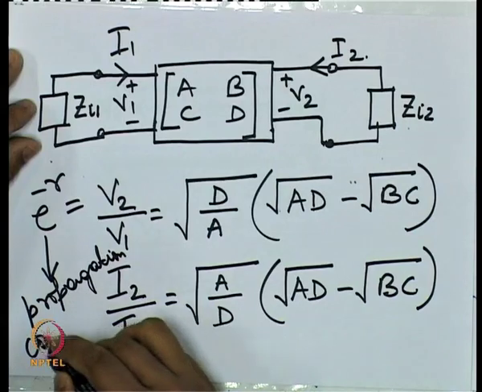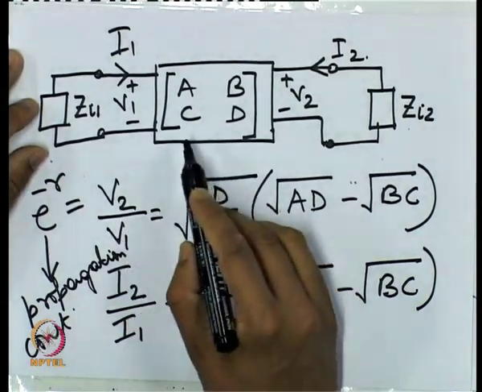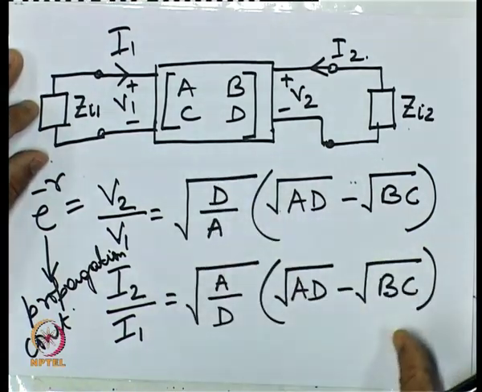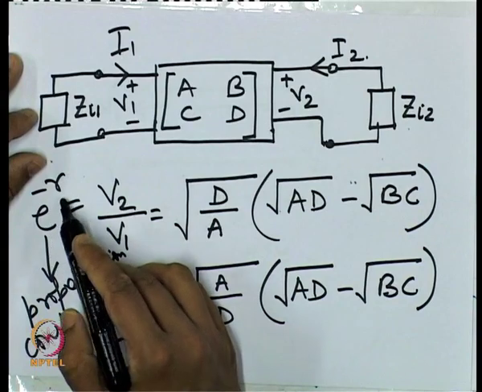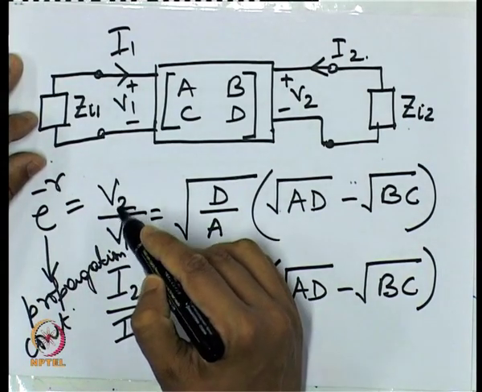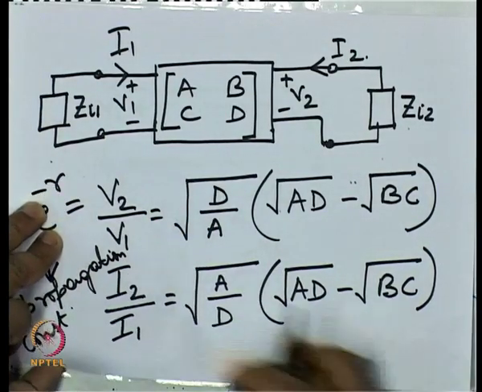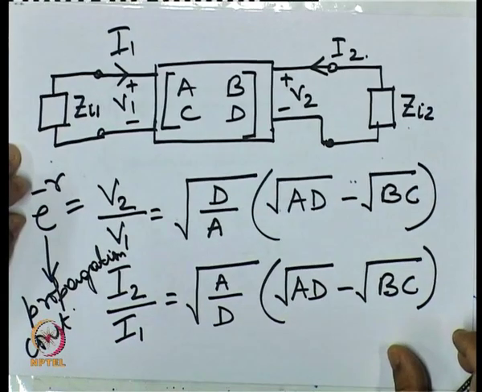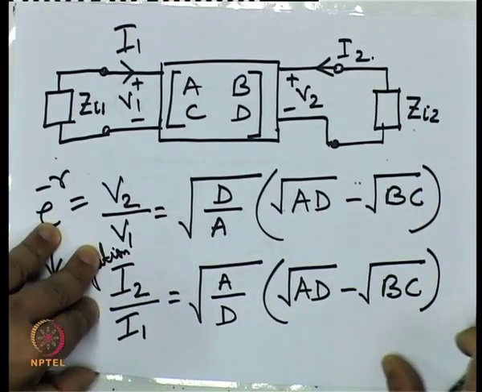Of course, there is a difference here: this ratio does not depend on any length, whereas for a transmission line, as we saw, there is a gamma L term, and here there is just a minus gamma term. Also, this is the ratio of the absolute voltages, not the incident or the reflected waves. But still, this V2 upon V1 can be termed as the propagation constant.